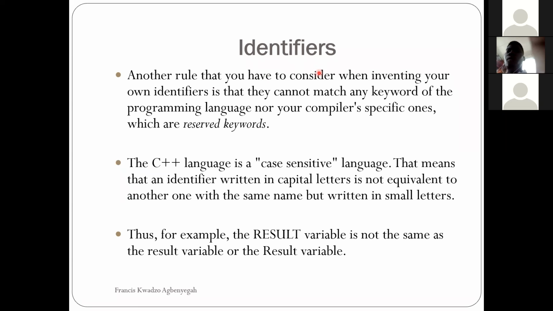So another rule that you need to consider when inventing your own identifiers is that it cannot match any keyword of the programming language or the compiler specific ones. So in C++, we have some words that we refer to as keywords. Those ones are reserved. They are for only the compiler. For example, there are some words in Ghana here that it is only the president and the vice president that will use those words for.